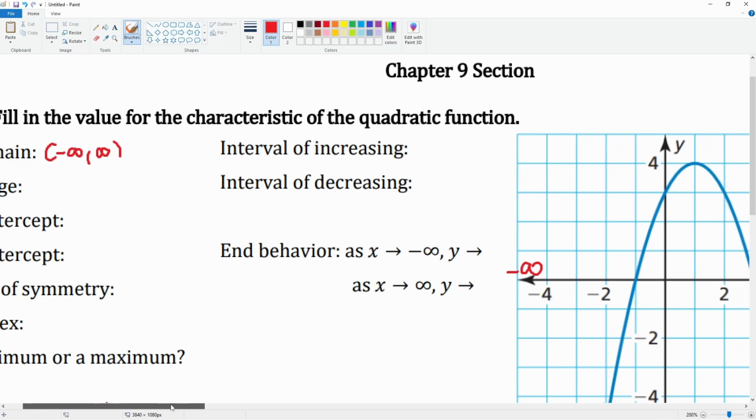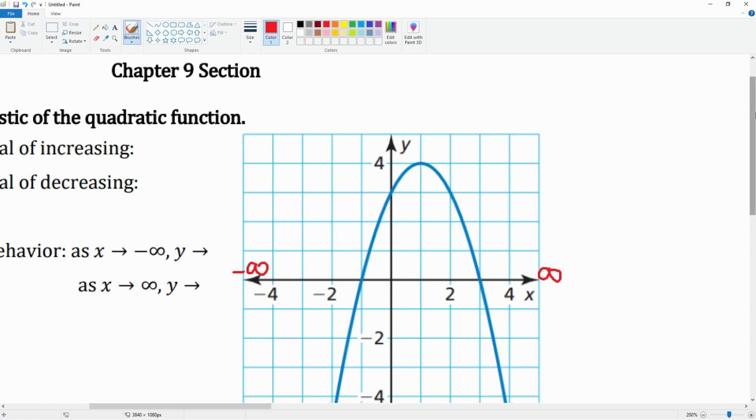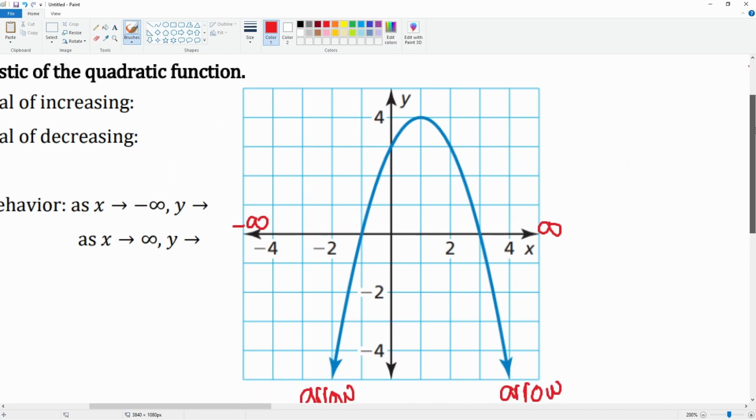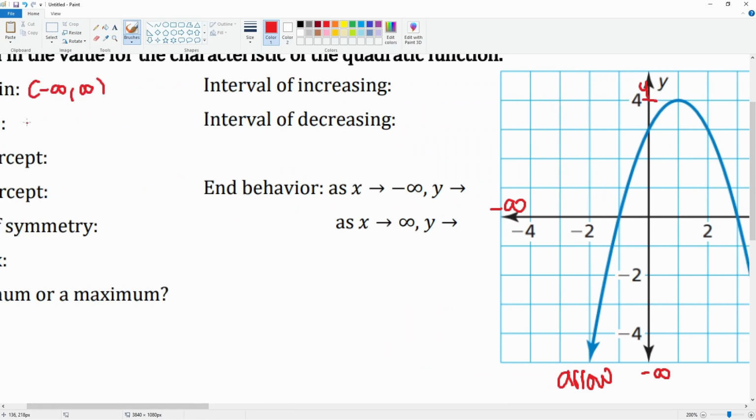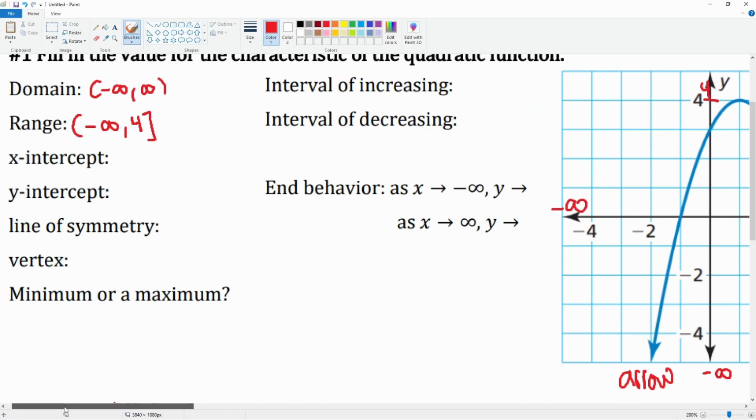The range would be the y value. So here, to take a look at the y value, again we look at the arrow. It goes from negative infinity and goes all the way up and stops here at the 4. So the lowest point here is negative infinity, then it goes all the way up to that 4. We can put a parentheses around that negative infinity, but we have to bracket that 4.